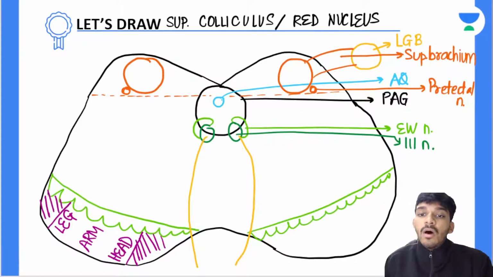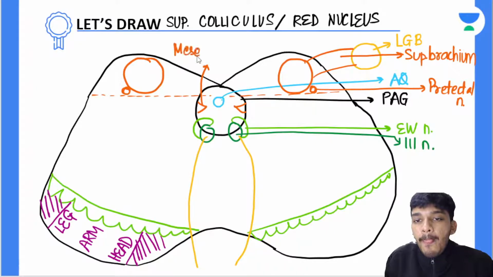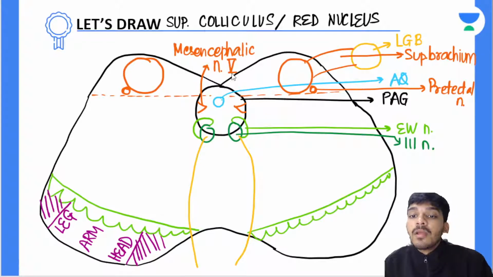Okay. On the sides you have the mesencephalic nucleus of the trigeminal. Here you have the mesencephalic nucleus of the trigeminal. Okay, mesencephalic nucleus of the trigeminal.